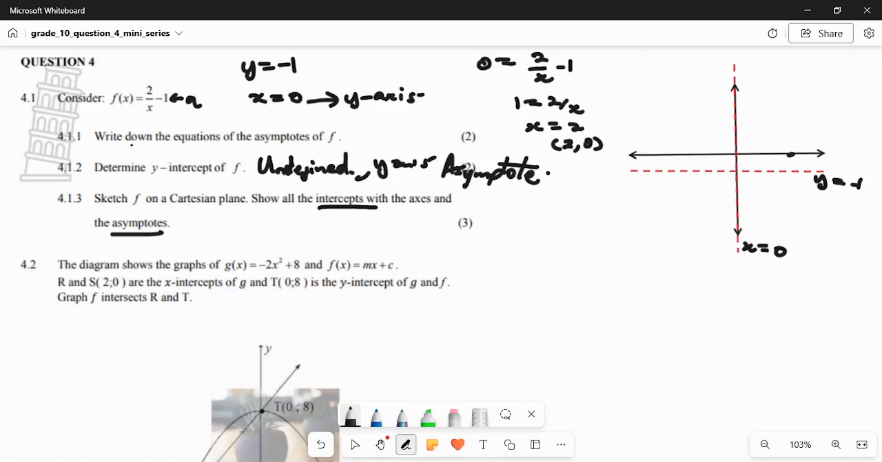Since our a is positive, I'm expecting this function to be in the first and third quadrants. Therefore, the shape is like this, going to infinity, and then my other curve to infinity, and there's no y-intercept. And this is the function f of x, with the intercept at (2, 0).